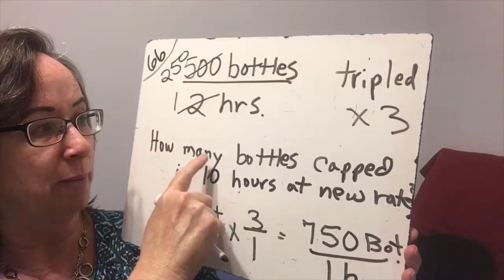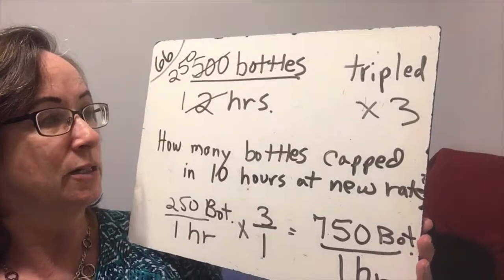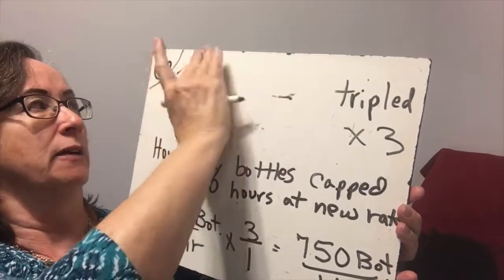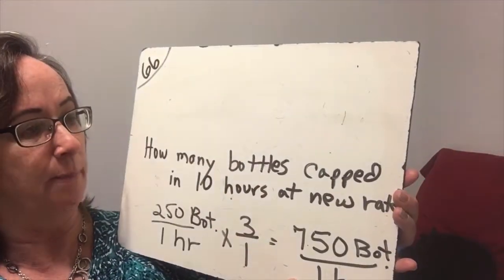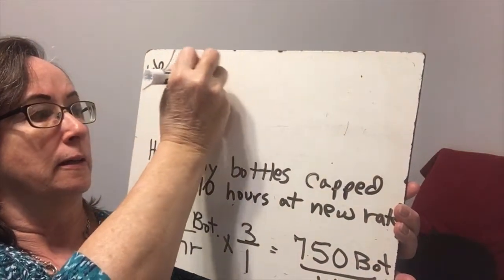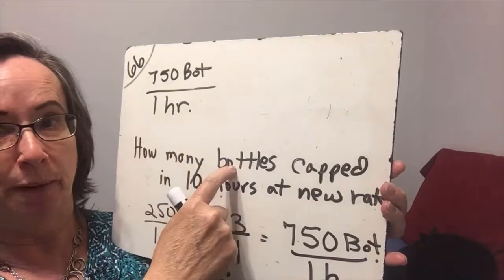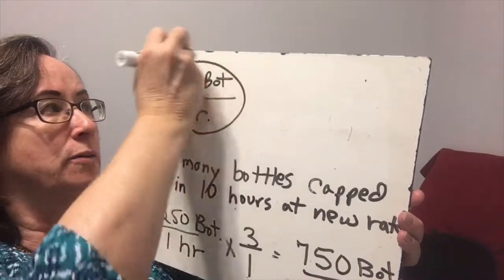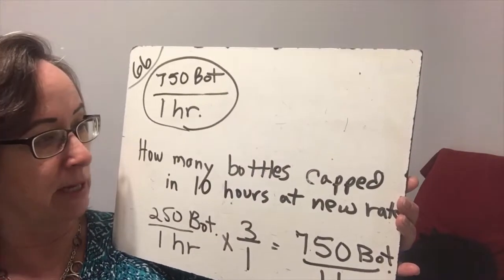So now we have how many bottles will be capped in 10 hours at the new rate. So now I'm going to take our problem right up here so we can keep it all on one page. We're kind of done with all of this right here. We've already used that. So let's go ahead and put our 750 bottles per 1 hour. And let's answer our question. How many bottles capped? So since we want to know how many bottles, don't we want to use it with the bottles on the top? Whatever's going to answer our question, we do want it to be on the top, don't we?